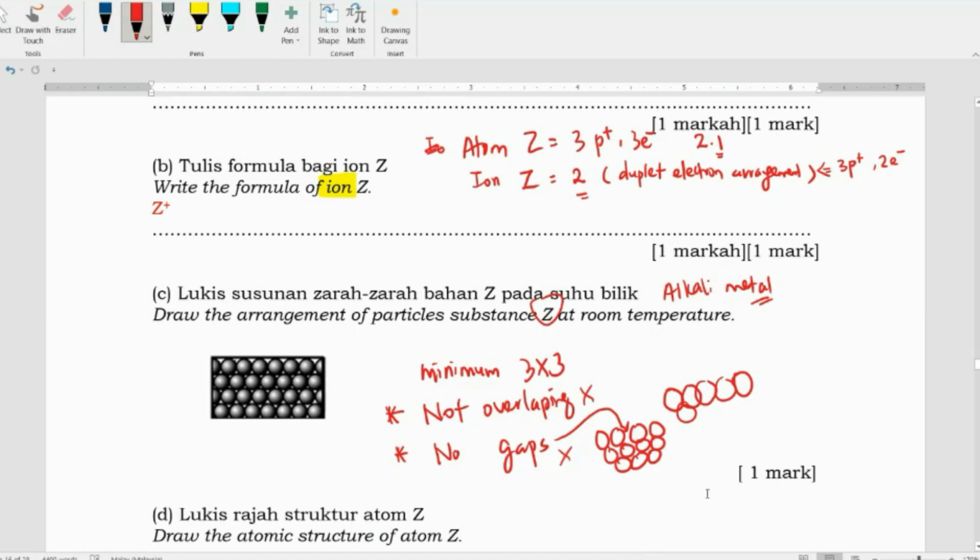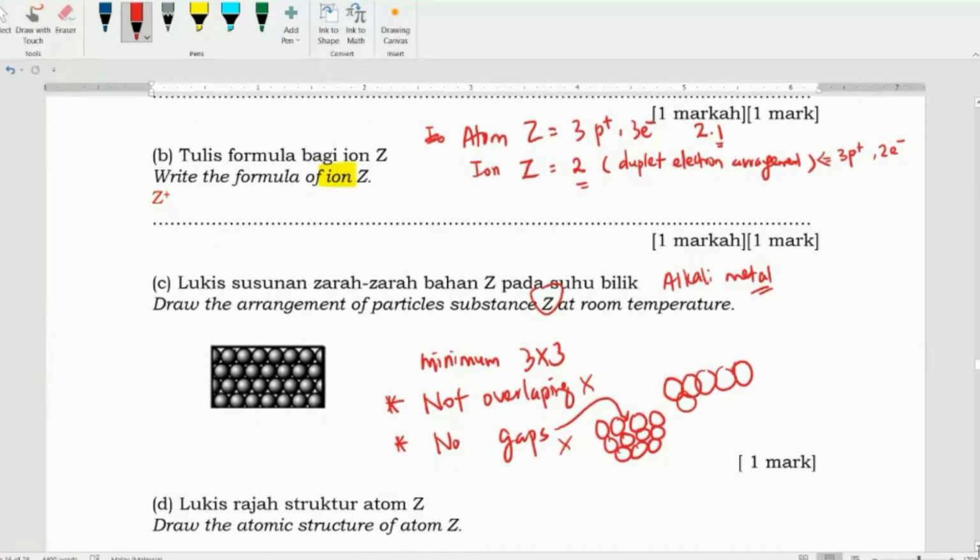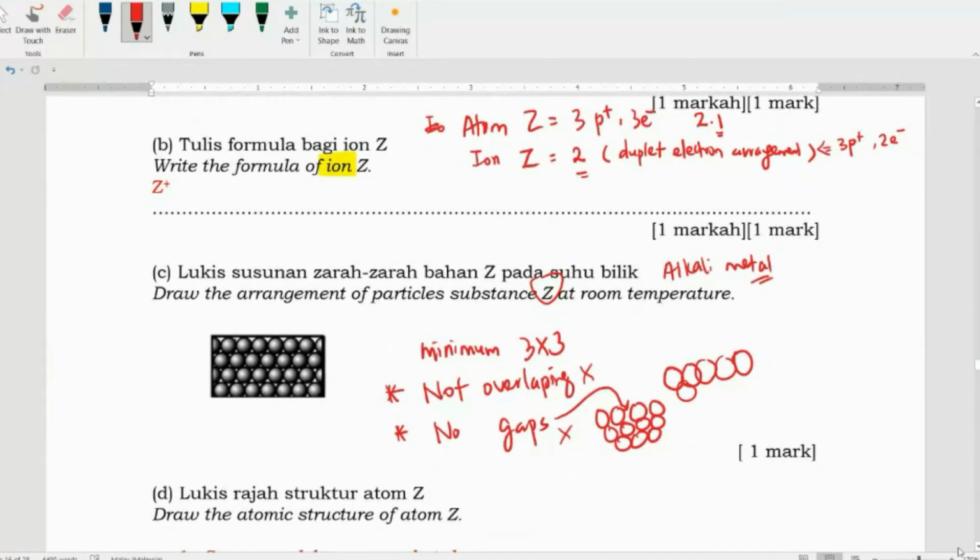Okay, next question. Question D. Draw the atomic structure of atom Z. Atom Z, not ions, right? Atom Z, atomic structure.